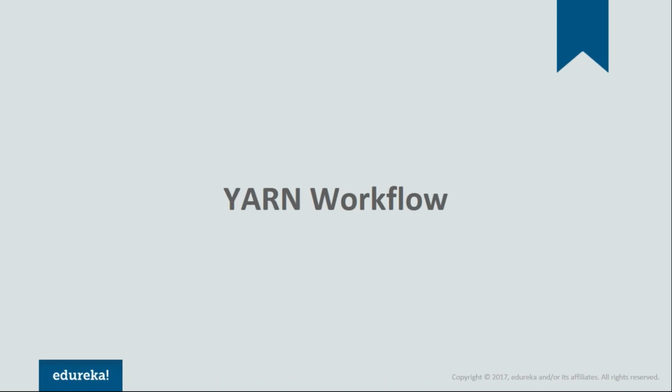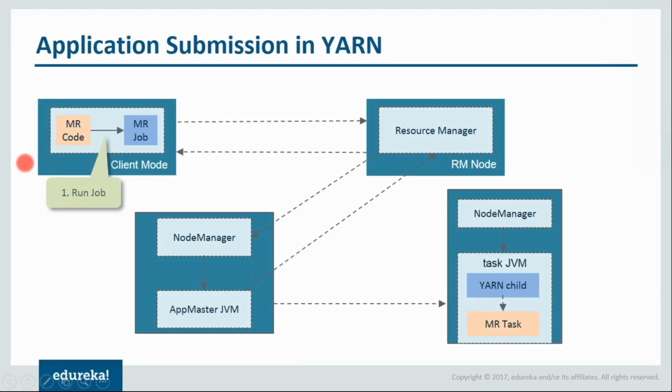Now let us see the entire Yarn workflow in order to understand things better. Here is the client, and this client wants to run a job. In this example, I'm considering a MapReduce job. The MapReduce code is first packaged as a MapReduce job, and then the client wants to run this particular job. He submits the job to the resource manager and asks the resource manager to execute this. The resource manager gets back to the client with an application ID for his job.